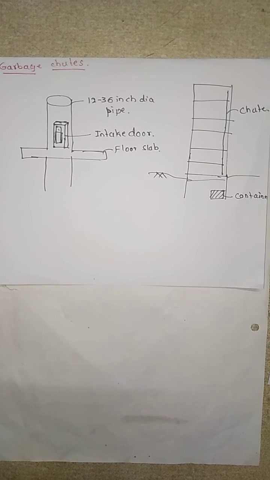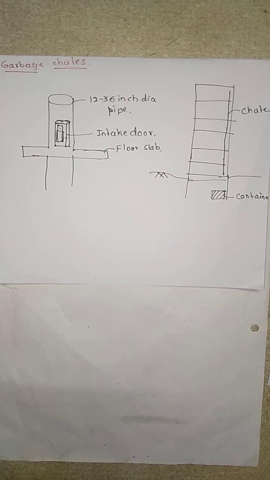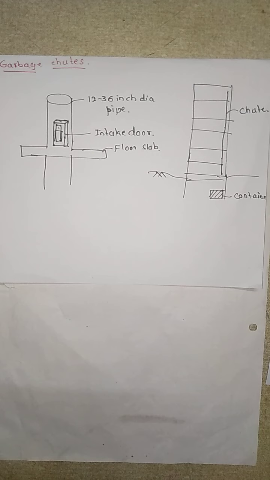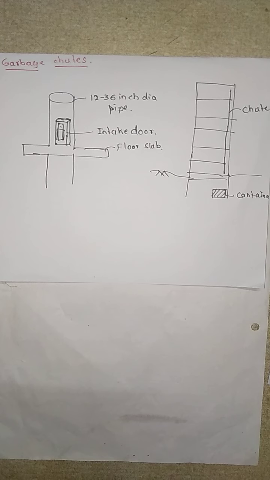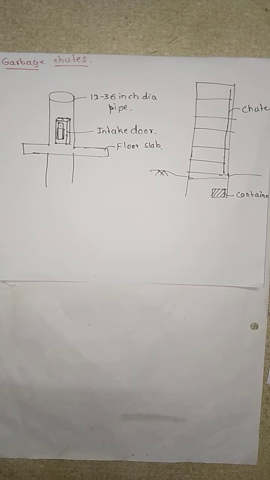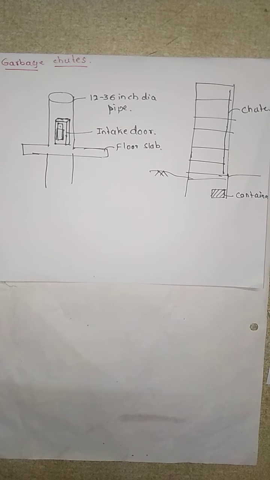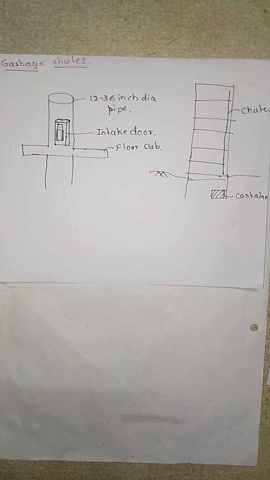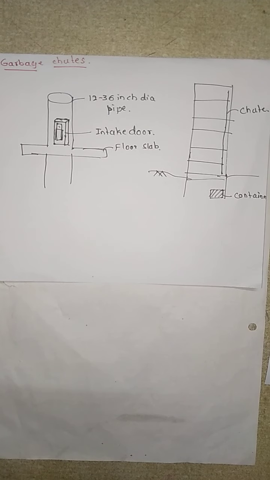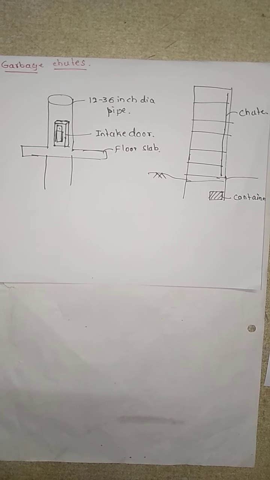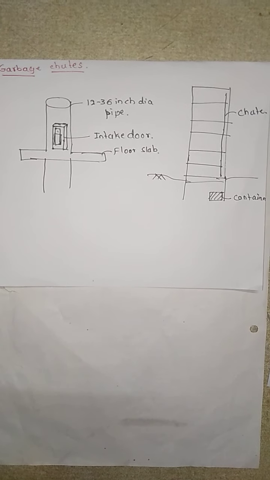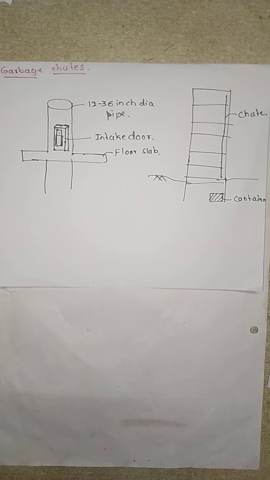Since an apartment has many floors, the people staying on the different floors need not come downstairs every time the collection vehicle comes on a day-to-day basis. For that, to have a waste disposal system in the apartment, we will have a provision called garbage chutes, made for that particular purpose.